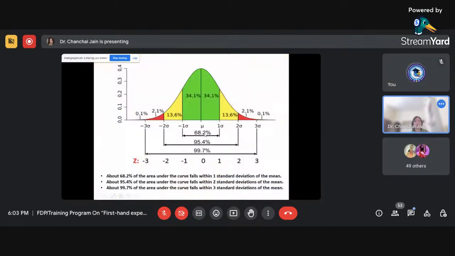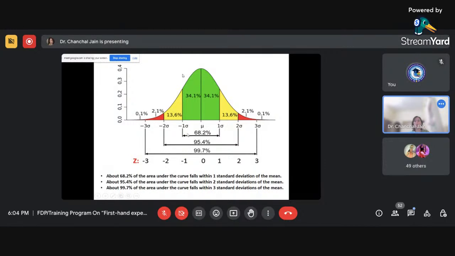Next, as I said yesterday also, I have shown you a graph. Usually the middle point of this bell-shaped curve is nothing but the mean value, right? Generally we indicate the mean by mu. Mu indicates the population mean, right?